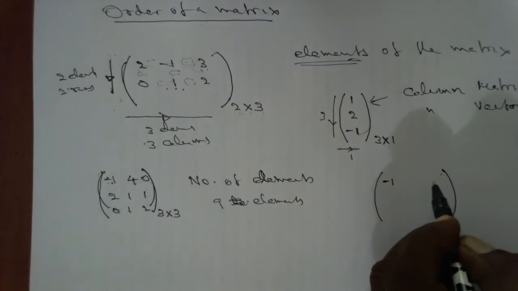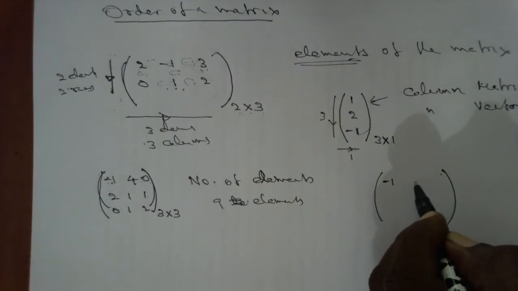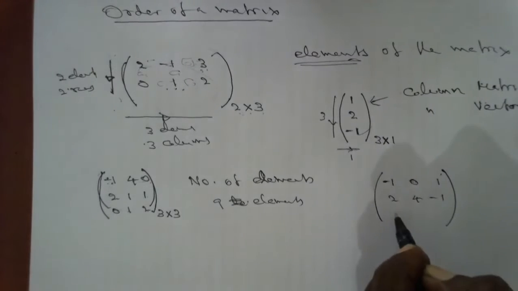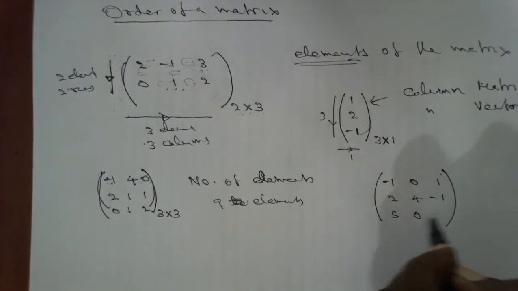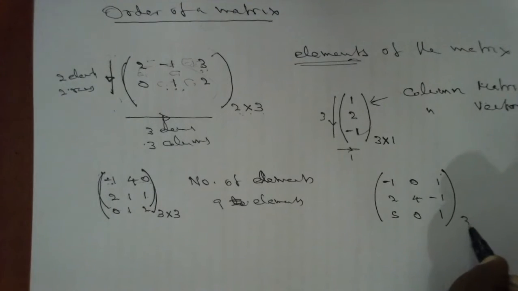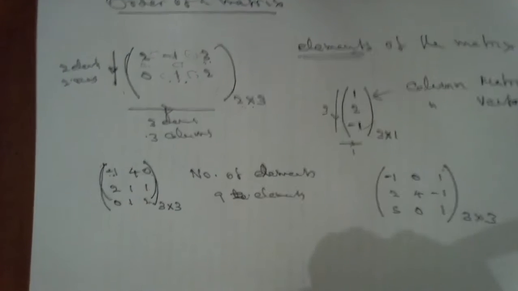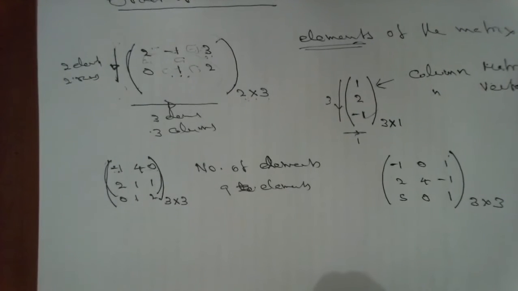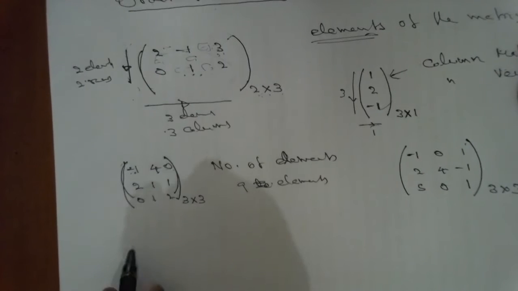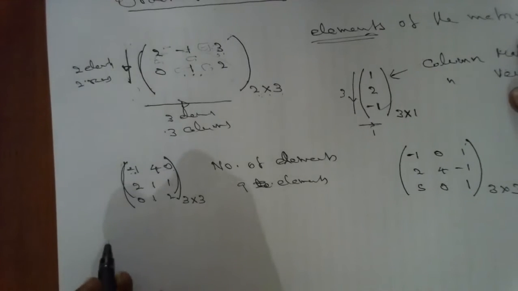Now if you take this one, 0, 1, 2, 4, minus 1, 5, 0, 7. So this is also a 3 by 3 matrix. 3 by 3 matrix, right? Yes, sir. And how many elements? So you can use capital letters to denote matrices.